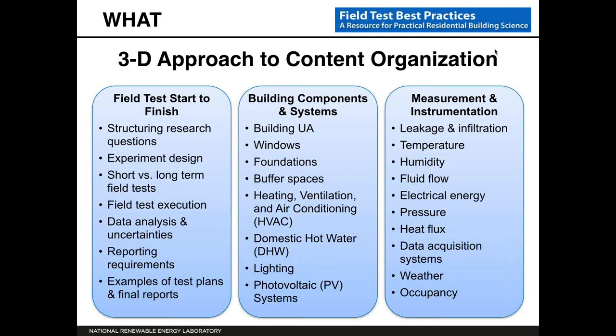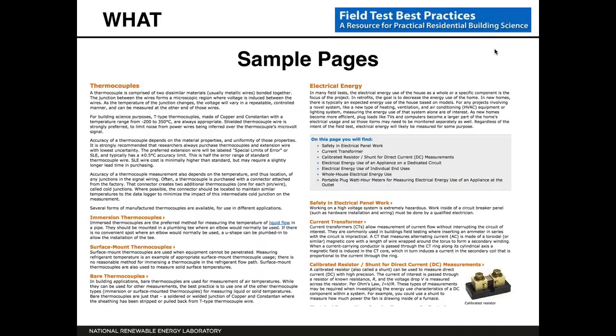The 3 landing pages are designed to help you find what you need quickly. For example, you might be looking for information on thermocouples, but if you're doing a field test on a water heater, you might get to this information by starting on the Building Components and Systems landing page and following the links from the domestic hot water page to the appropriate temperature sensors. Or you could start in the Measurement and Instrumentation section and click on the temperature page to find the appropriate section. Either way, you'll end up on the same piece of content.